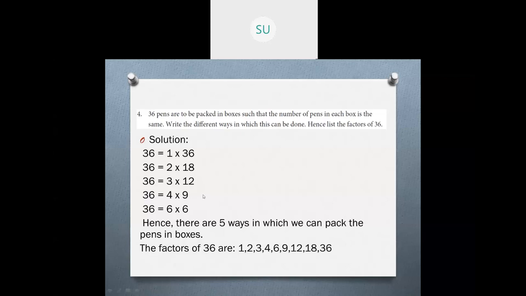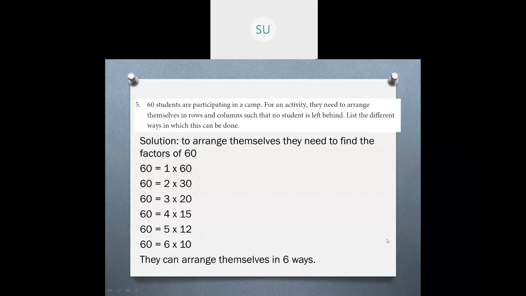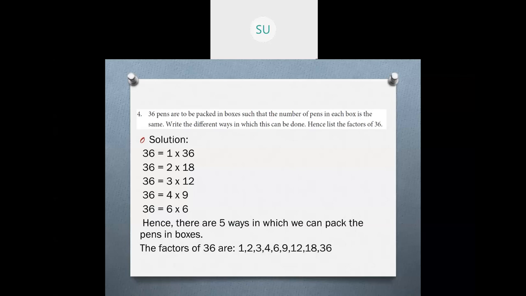So now how many ways did we have here? These are all the factors of 36. There are no more factors, so there will be no more ways in which you can pack the pens. So how many ways did we find? 1, 2, 3, 4 and 5. So there are 5 ways in which you can pack the pens in the boxes. And the factors of 36 are 1, 2, 3, 4, 6, 9, 12, 18 and 36. So this was question number 4. I hope you have copied it down.